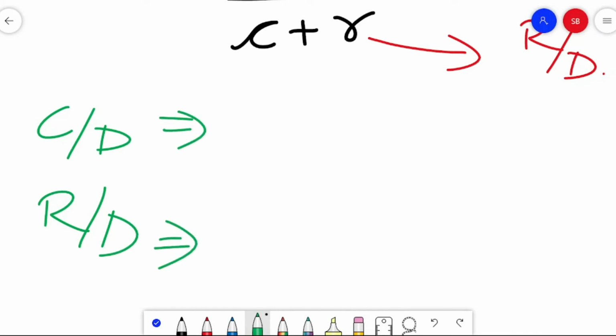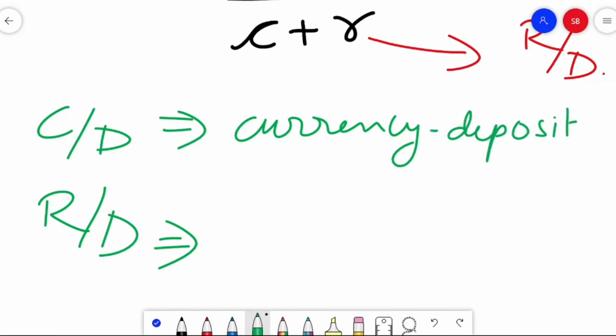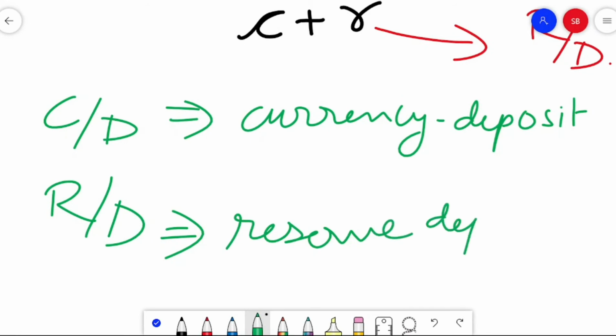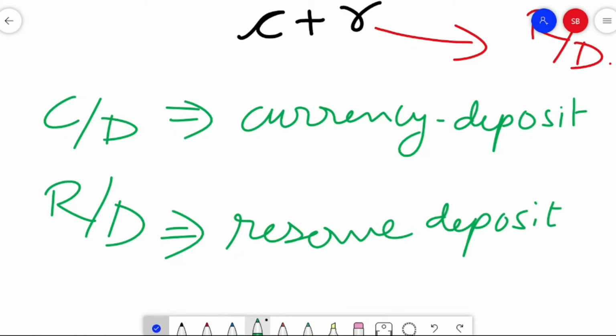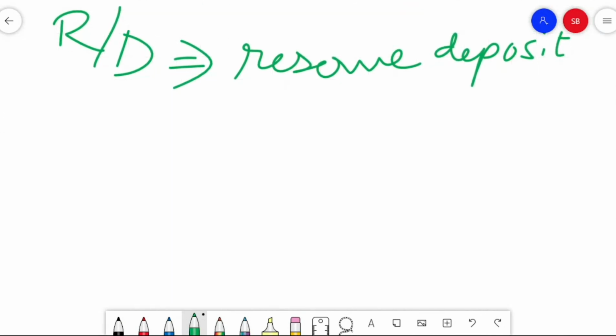C by D is known as the currency deposit ratio, and this R by D is known as the reserve deposit ratio. You have to remember these things because there are many times that questions have been asked just by using these terms, like what happens if this reserve deposit ratio changes, what happens to the money multiplier.